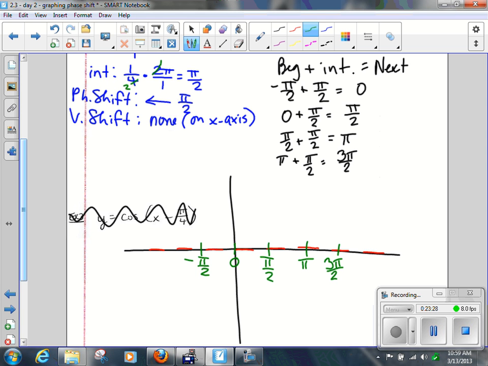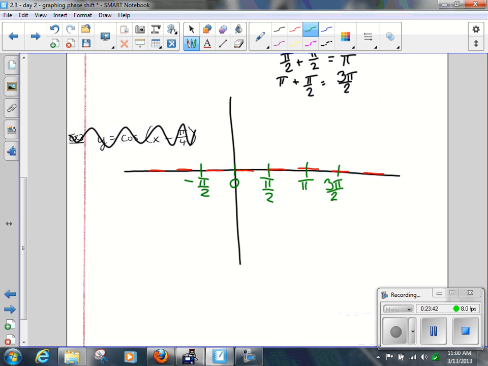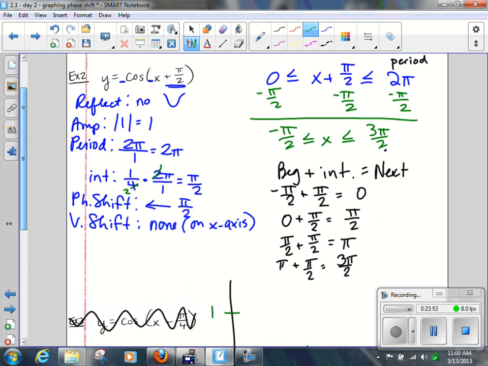What else do I have to do to my graph? I have to label my y-axis, which in this case is 1 again. There's 1. Which curve is this? Because this could also be a potential problem. Somebody yesterday was supposed to graph a cosine curve and graphed a sine, or vice versa. So which one? Cosine.